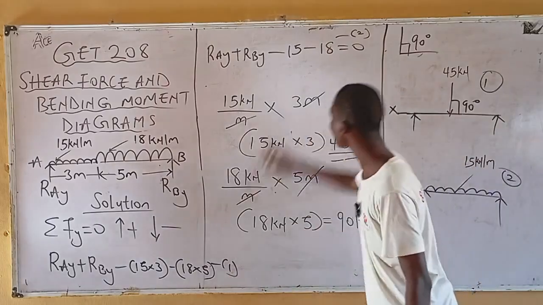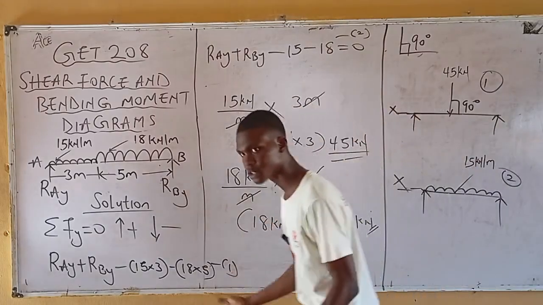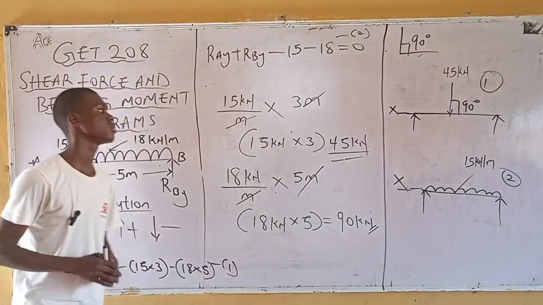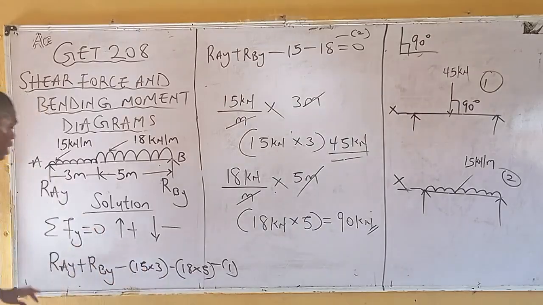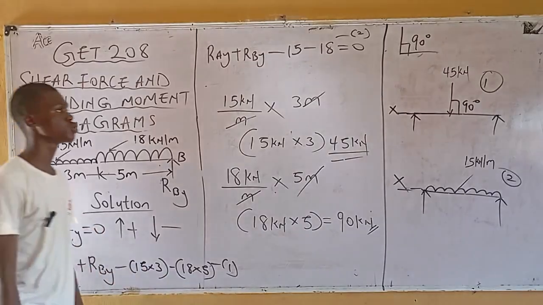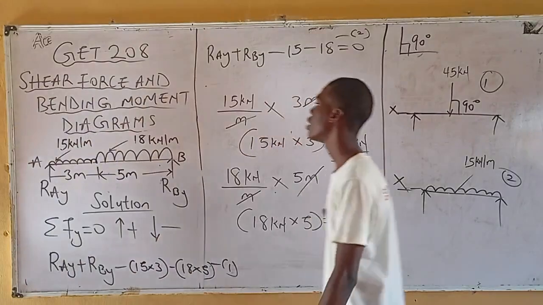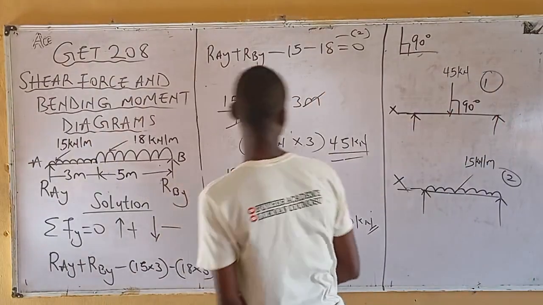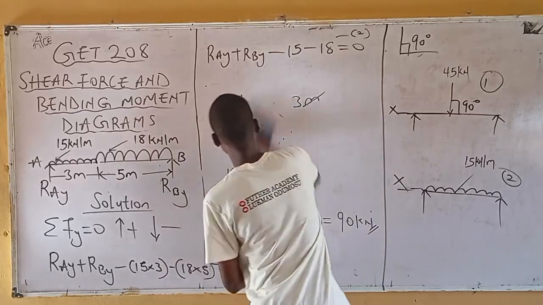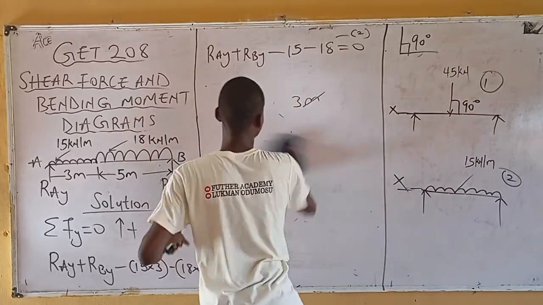So now, between 1 and 2, which one is correct? 1 is correct. Now from here, what do we do? Make RAY and RBY the subject of the what? Formula. So let's do that.